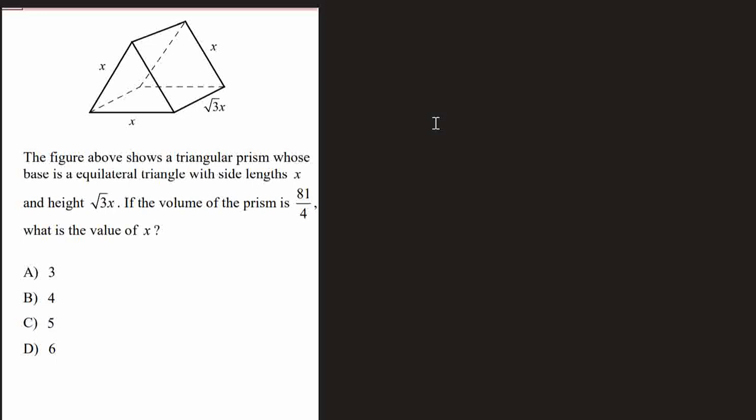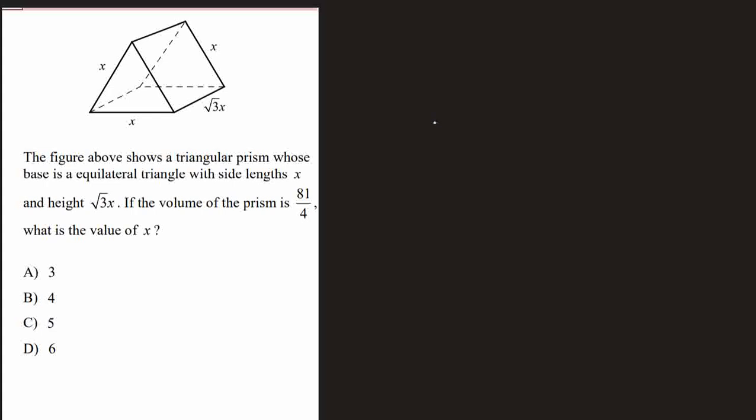The figure above shows a triangular prism whose base is an equilateral triangle with a side length of x and height square root of 3x times x. If the volume of the prism is 81/4, what is the value of x?